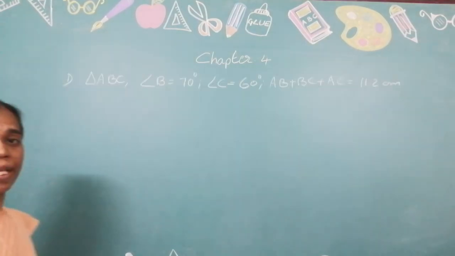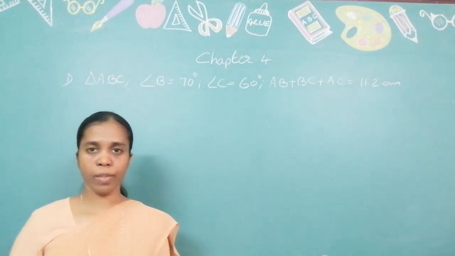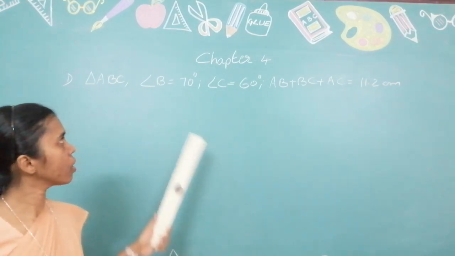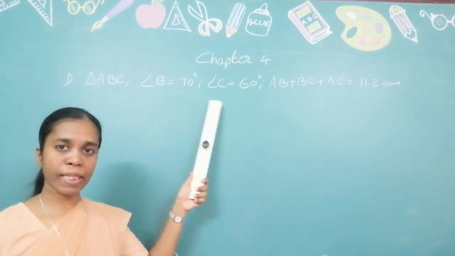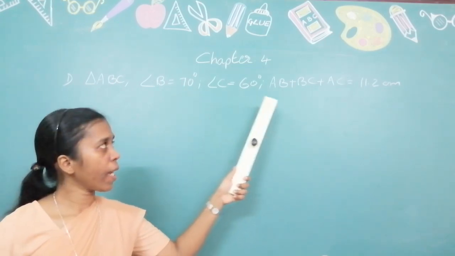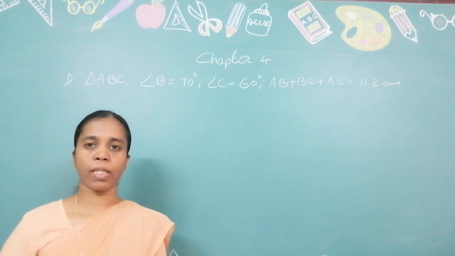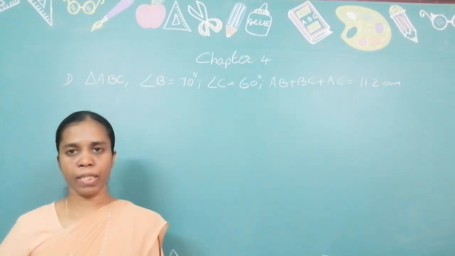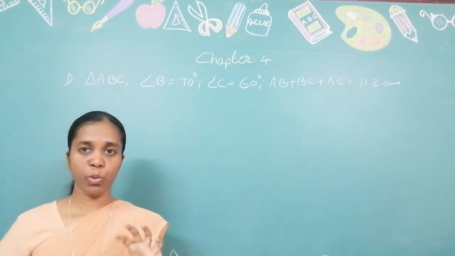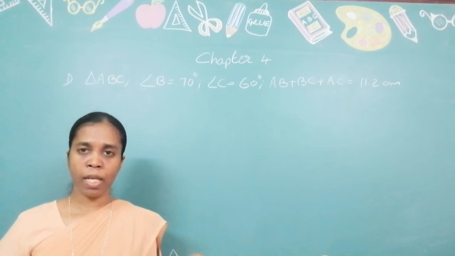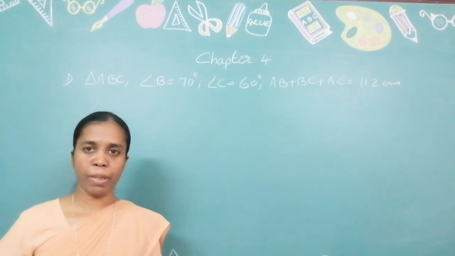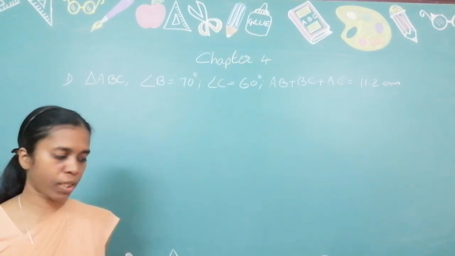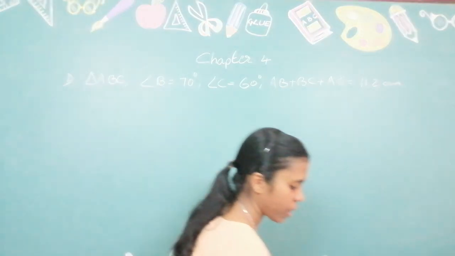So we shall go for the next type of construction. Look at what is given to us. We are given two base angles and the perimeter, the sum of all three sides. Now how do we construct it? Again the steps are simple.